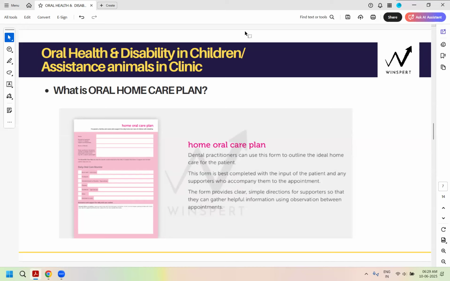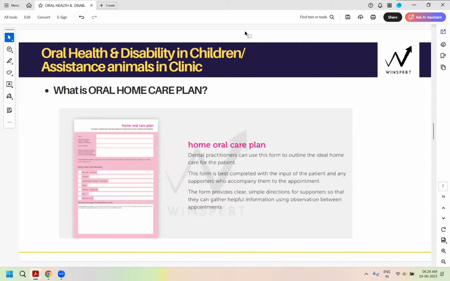Who is the person who provides consent? Whether it's the parent, the caregiver, their caseworker or case manager, or multiple people involved. Do they have any oral care plan or home oral care plan that they can bring with them? Those are the questions you will be required to ask, and that's how you start their treatment plan.